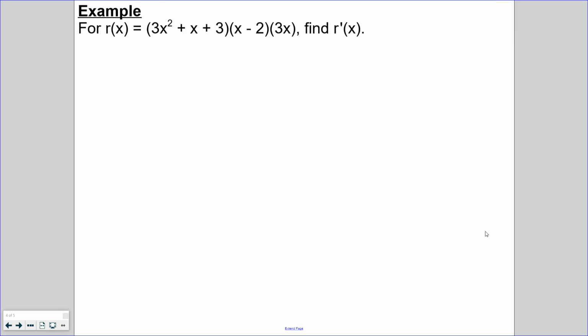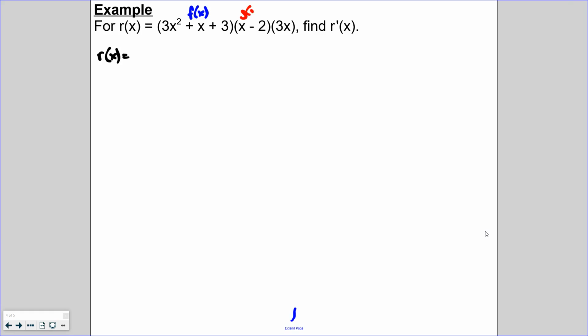So let's take a look at an example. Here we are told that r of x is equal to the quantity 3x squared plus x plus 3 times the quantity x minus 2 times the quantity 3x, and we're being asked to find the derivative of r. We know that r of x is the combination of three functions. We have f of x, and we have our g of x, and we have our h of x.